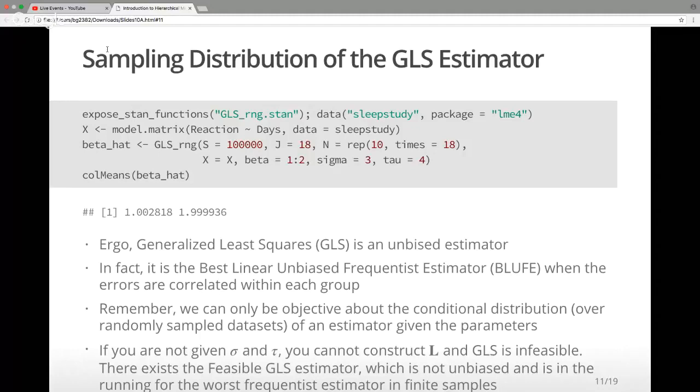Now, fortunately, some clever economists have come up with an estimator known as feasible generalized least squares. Although feasible, it is not unbiased, and it doesn't have any justification at all in finite samples, only asymptotically. And among all frequentist estimators, feasible GLS is pretty much the worst, in the sense that with a finite sample you never get a normal sampling distribution when you only have a finite number of observations, a finite number of groups.